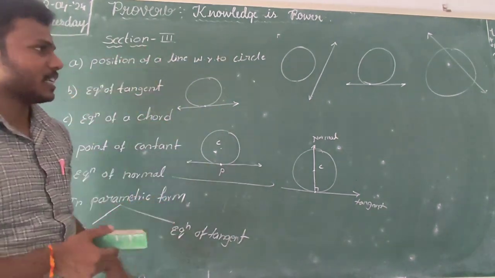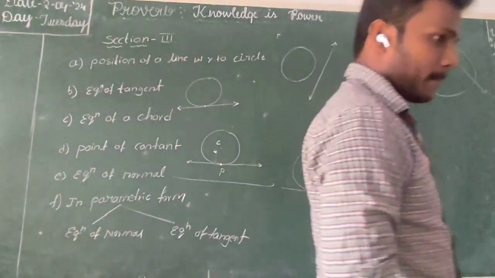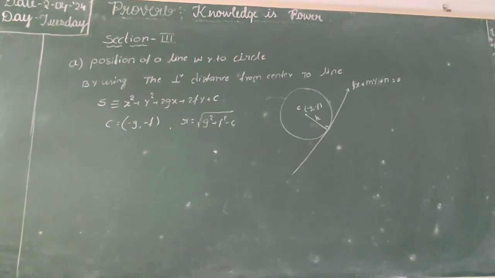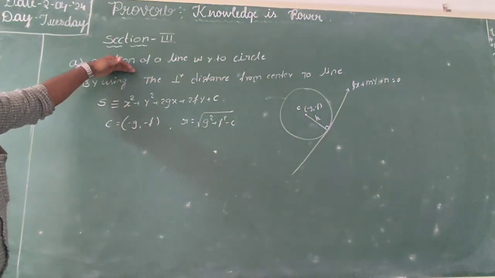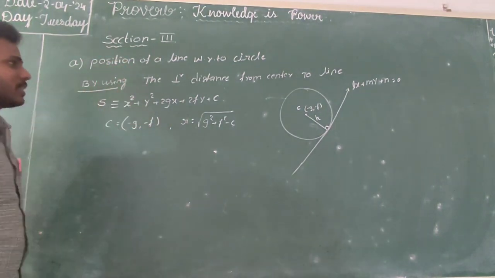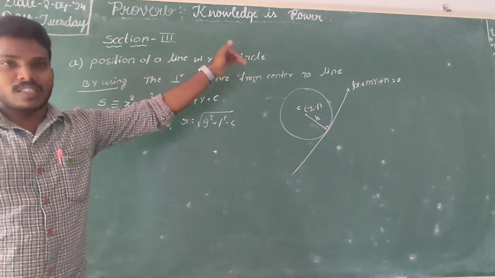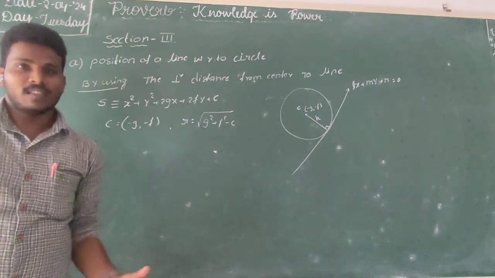This is the section 3 content. One by one we will discuss. Have you seen the first point? The position of a line with respect to a circle. So we are using here the perpendicular distance from the center of the circle to the line. So we are using that condition.